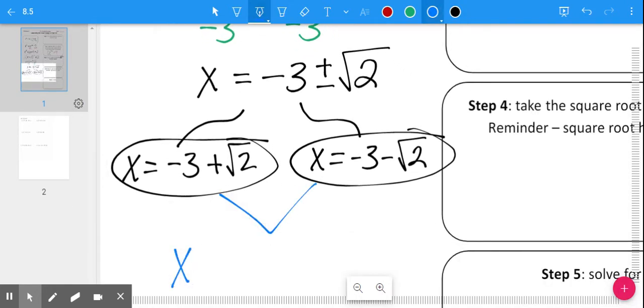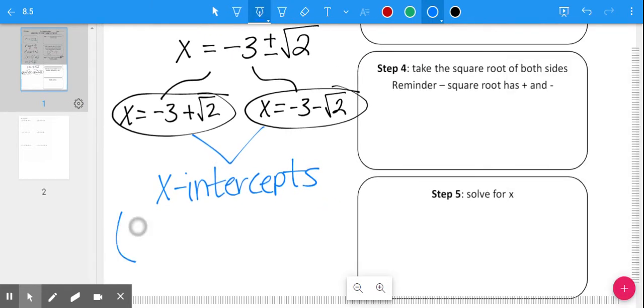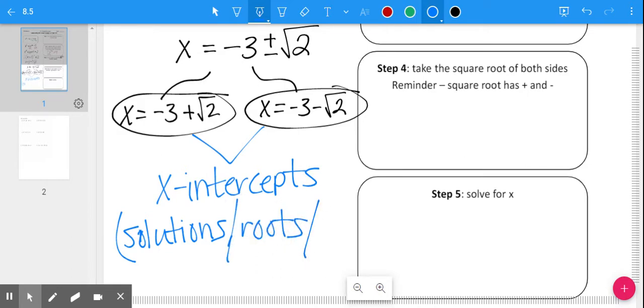So those are your x-intercepts, which are also known as your solutions, roots, or zeros.